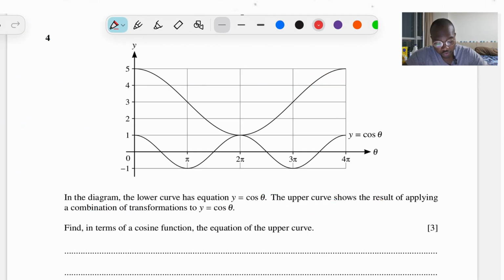So question 4, okay, we've got this diagram, and the lower curve is the equation y equals cosine theta. The upper curve shows the result of applying a combination of transformations to y equals cosine theta. We need to find, in terms of a cosine function, the equation of the upper curve.